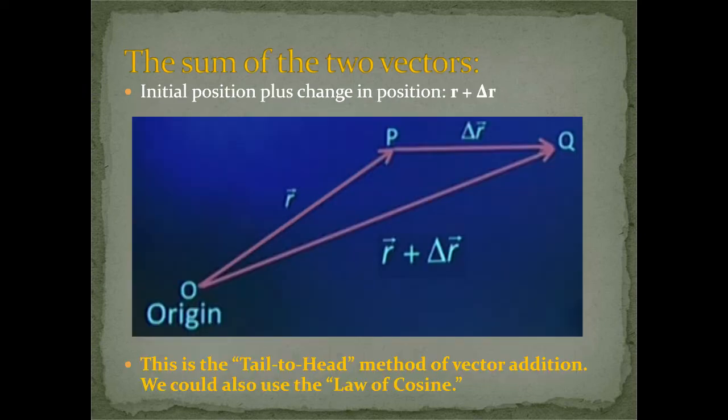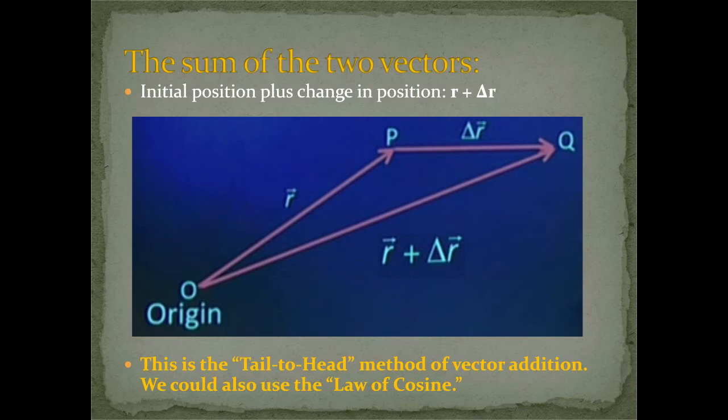So let's look at that. Here we have the original position vector, then the displacement vector going the straight line distance from point P to point Q. When we add these two vectors using the tip to tail method, this right here represents that vector addition, vector r plus the displacement vector. That's called the tail to head method. We also could use, since this forms not a right triangle but an obtuse triangle, the law of cosines, if you remember that from your math class, to figure out the magnitude of this vector.